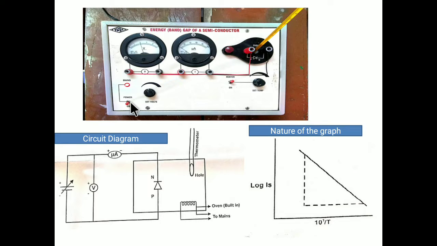As I told, the positive of the voltmeter is connected to the positive of this current microammeter, and the negative of this one is connected to the N side. The negative is again connected to the P side. In this figure we can see the negative is connected to the P side, and this is already built inside this kit.